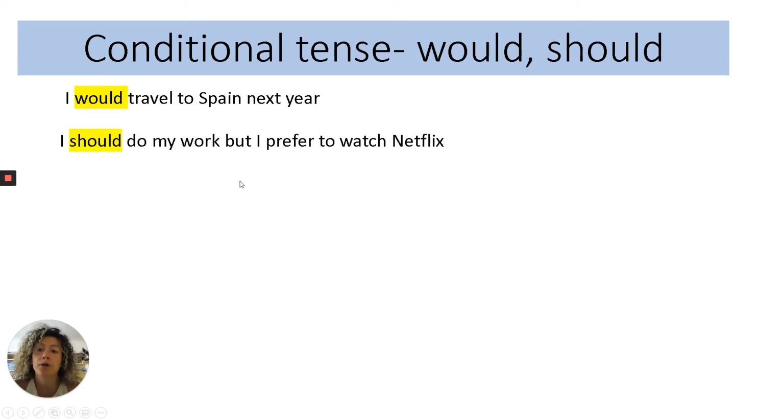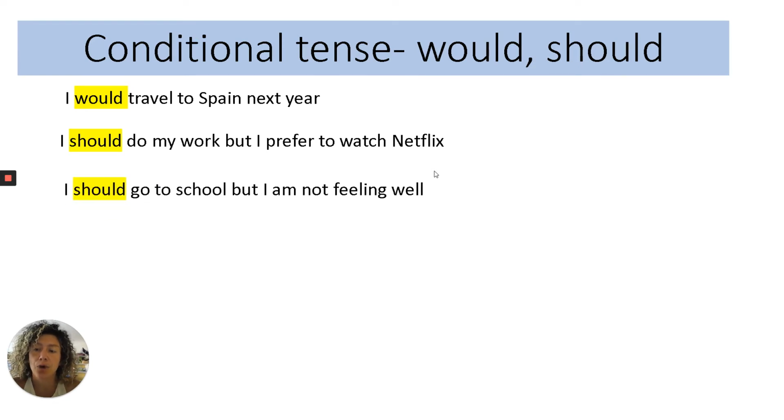I should do my homework or my work, but I prefer to watch Netflix. So again, that's another example. This would be the conditional. And the last one, quite similar: I should go to school, but I'm not feeling well. So these are examples of the conditional used in English. So that's what we're going to learn to do in Spanish.